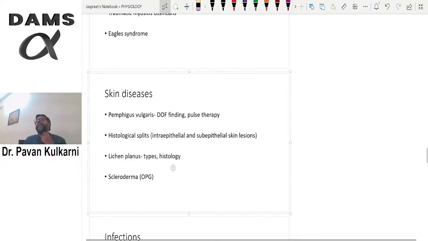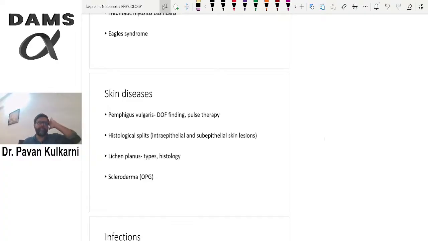Direct immunofluorescence finding is again a very favorite, commonly asked question. Then they can ask you a question on pulse therapy. Pulse therapy in pemphigus is again very favorite. What are the various regimens of pulse therapy? We know that there are different regimens like DCP therapy, DAP therapy. All those pulse therapy regimens we are supposed to know.